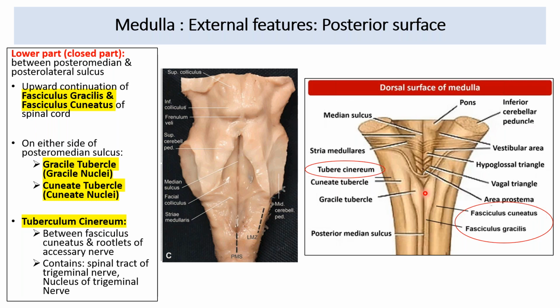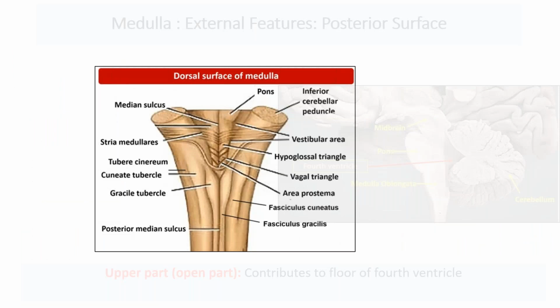Posteriorly, apart from these fasciculi and the tubercles, you have one more structure which is called the tuber cinereum. This is the area of the tuber cinereum, which is between the fasciculus cuneatus and the rootlets of the spinal accessory nerve. In this area you have the spinal tract of the trigeminal nerve and the nucleus of the trigeminal nerve at the level of the tuber cinereum. This is very important because when you draw the sections, these relations will help you.